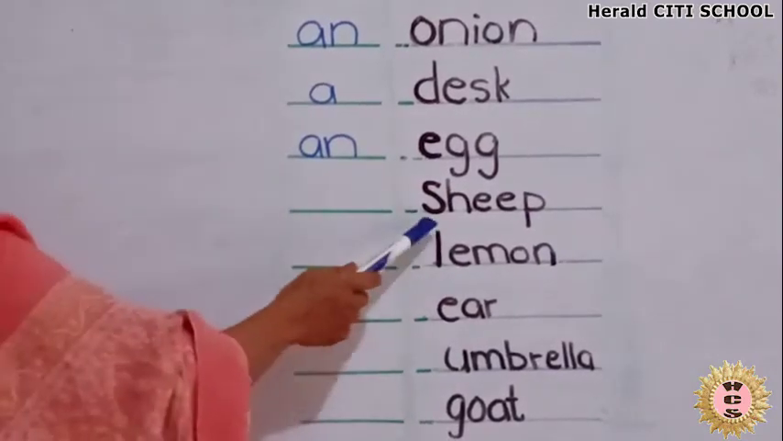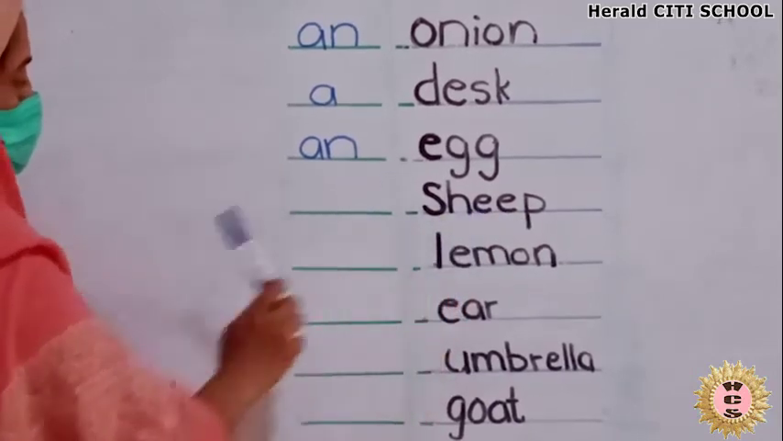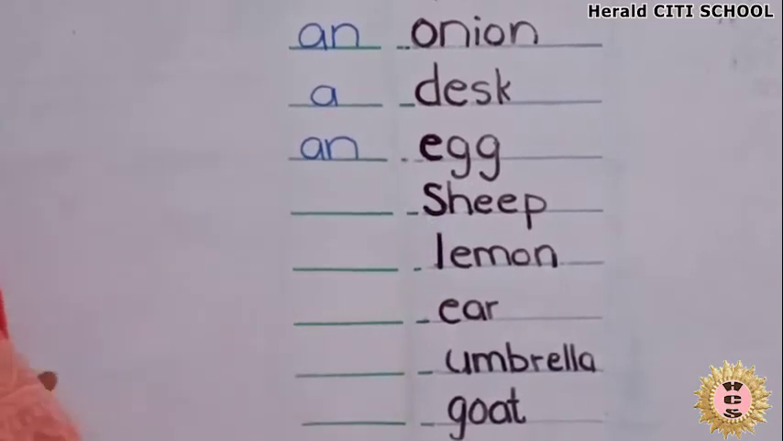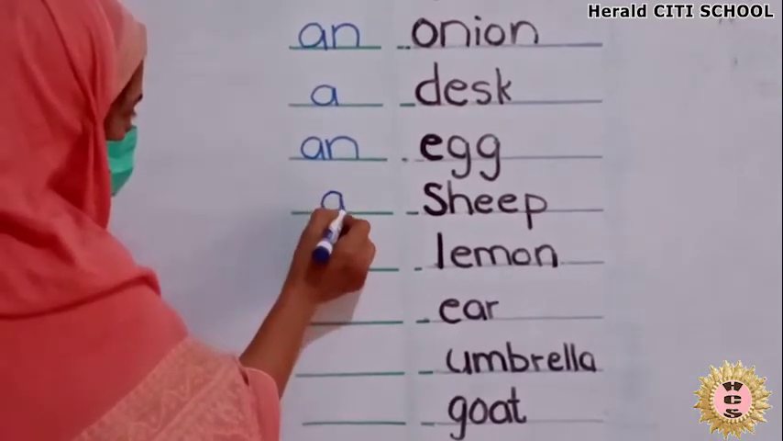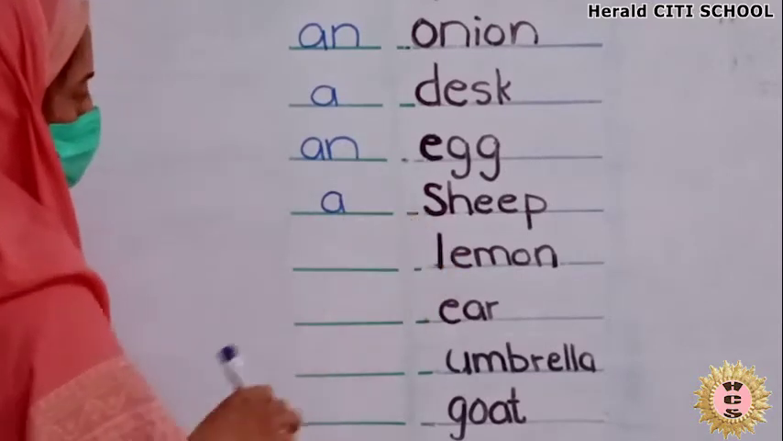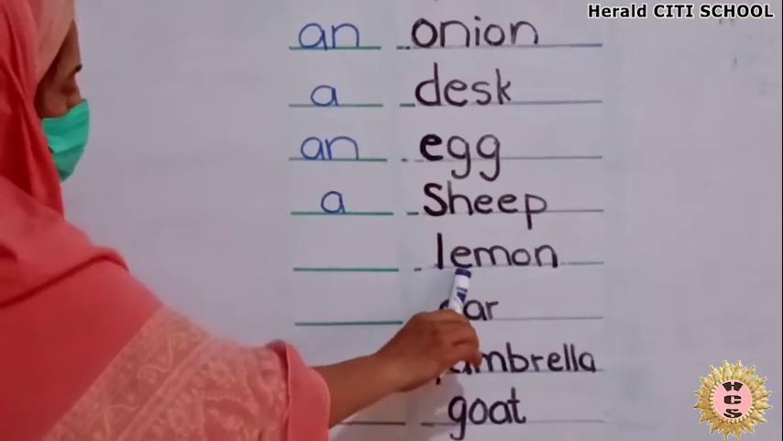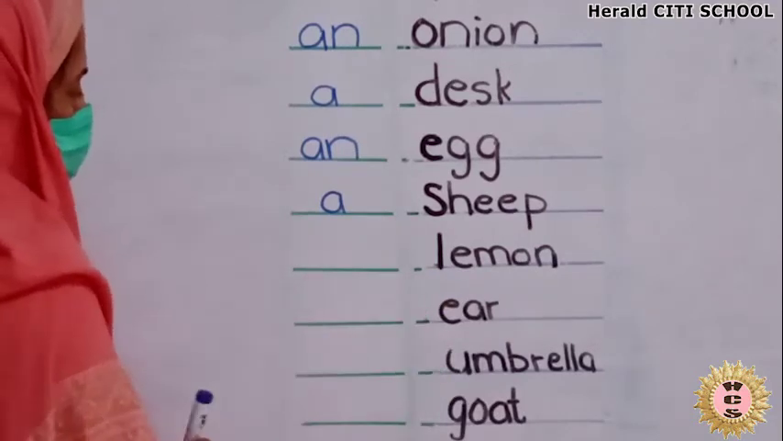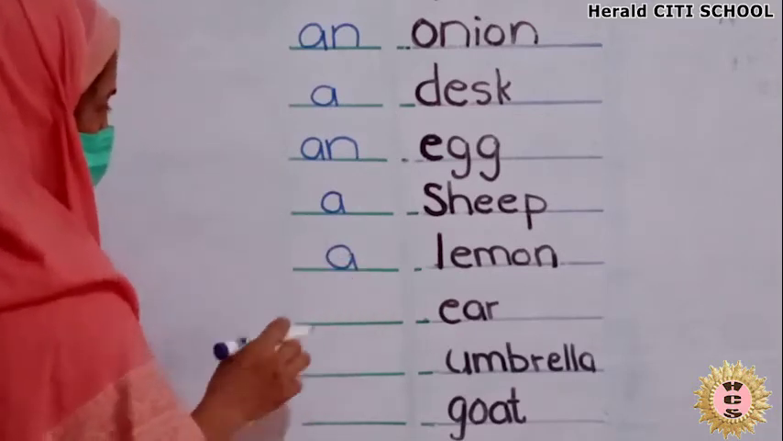Children, this is sheep. S-H-E-E-P. Sheep. And this word starts with S, and S is not a vowel. S is a consonant. So we will write here A. A sheep. This is lemon. L-E-M-O-N. Lemon. And L is a consonant. So we will write here A. A lemon.